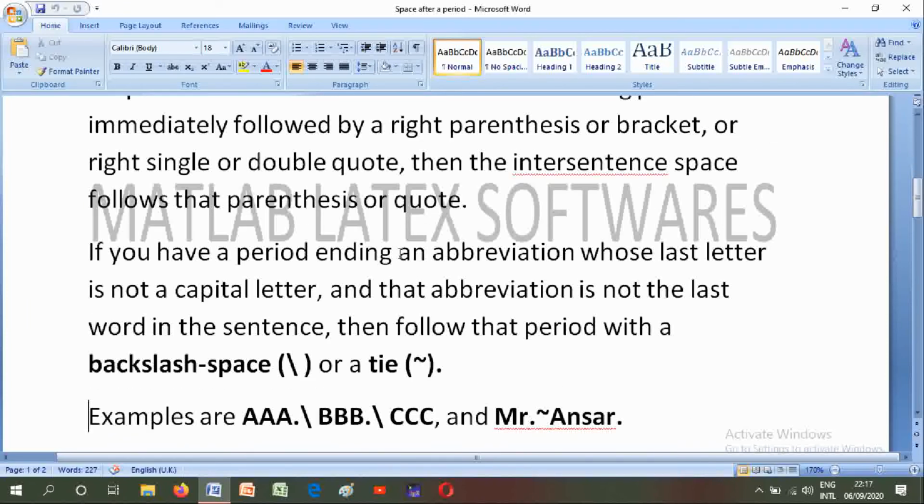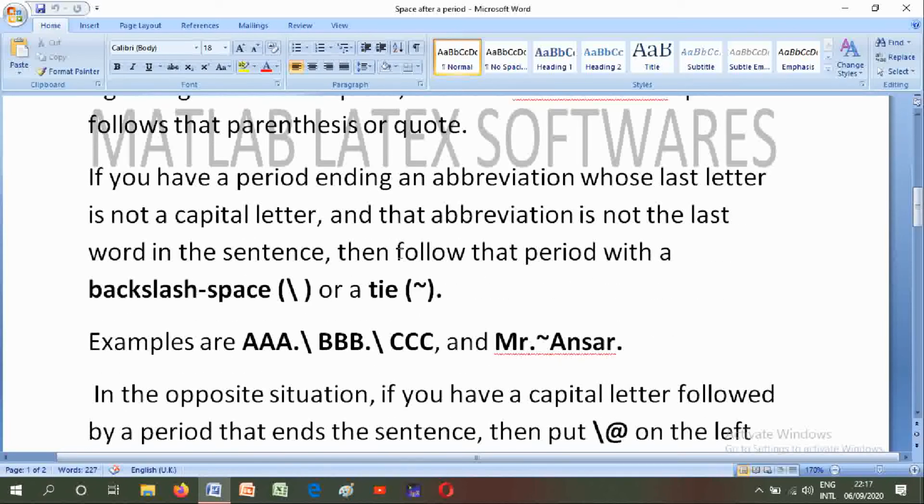If you have a period ending an abbreviation whose last letter is not a capital letter, and that abbreviation is not the last word in the sentence, then follow that period with a backslash space or a tie. Examples are a.\ b.\ c.\ and Mr.~Answer.